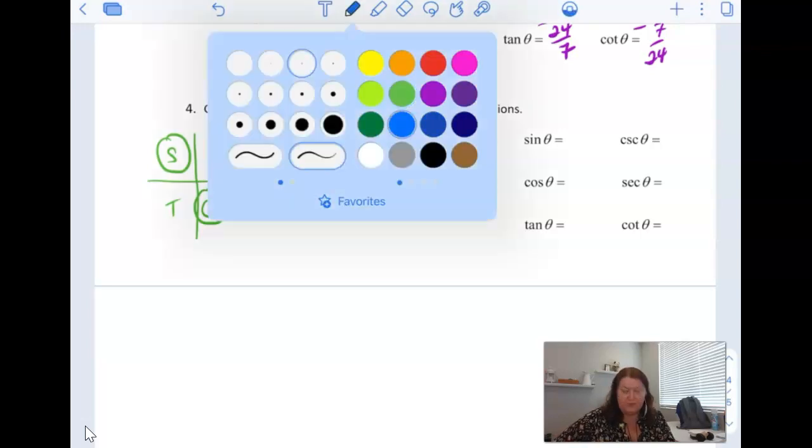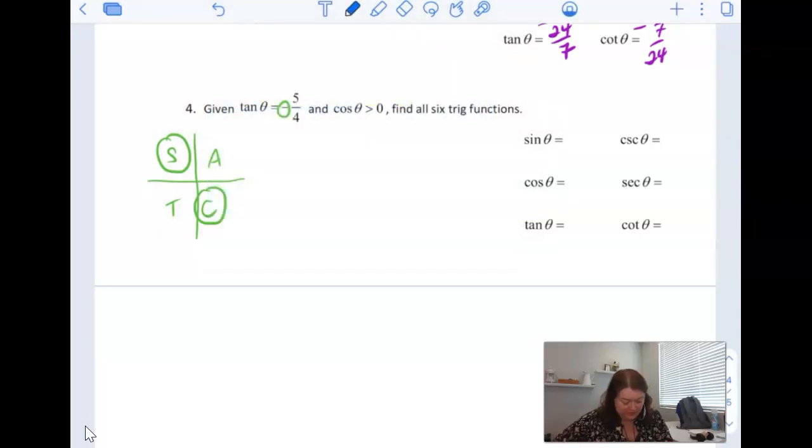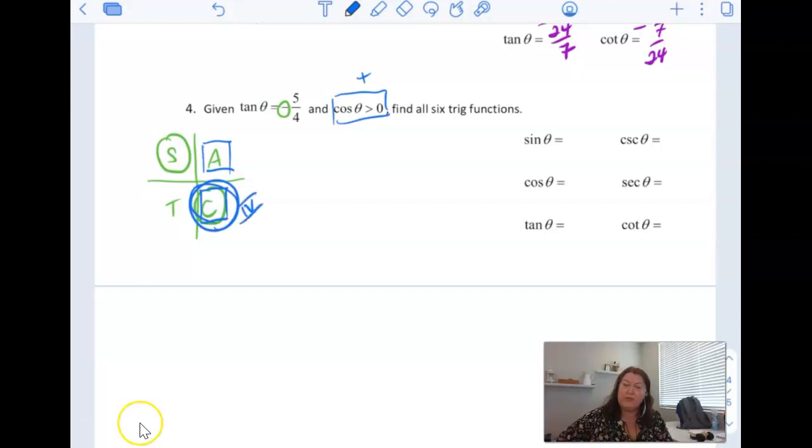Okay, and then the other clue to narrow it down to exactly which one we are looking for is this one right here. It says cosine is positive. So cosine is positive here because everything is positive in quadrant 1. And then the other place where it's positive is here. So the only place where they overlap is in quadrant 4. So once we know that this problem is in quadrant 4, now I'm back to just drawing my triangle and saying we are doing a 5 and a 4, right? And 5 over 4 is supposed to be O over A.